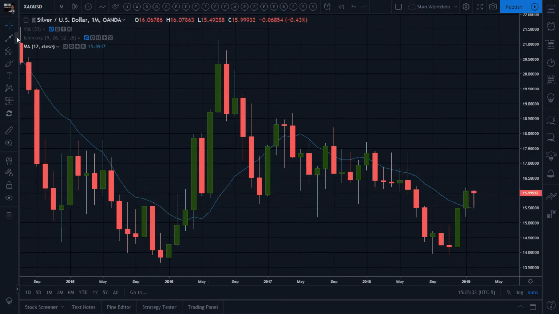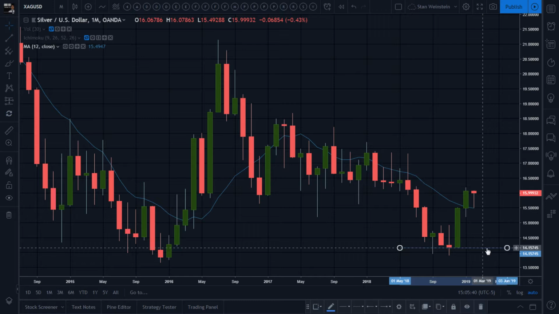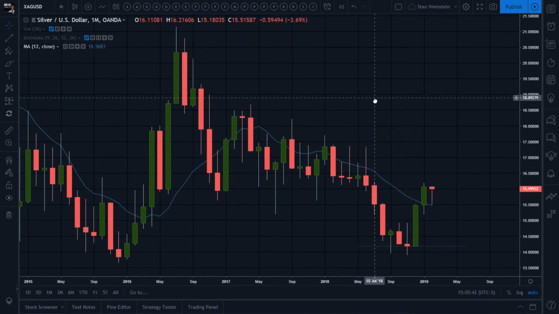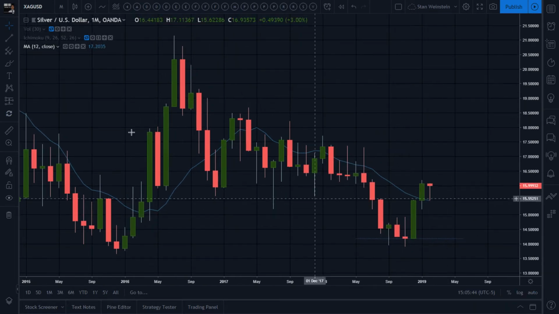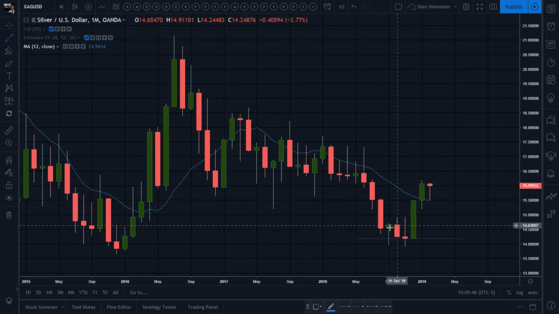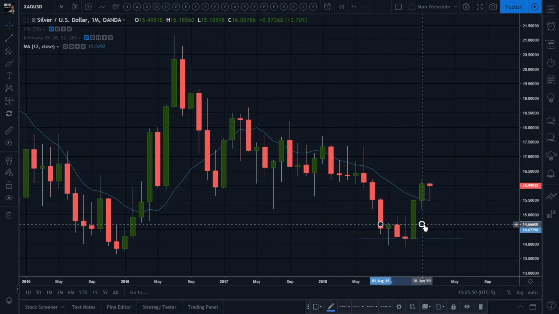So where is my monthly defined support? That's my breakdown right there. Anything below that, and then I'd have to look at a bearish target. And here was an embryonic breakout above the declining 12-month moving average, shooting the price action upwards. The closer you are to the 12-month moving average, the more the slope is going to reduce, giving yourself a chance of entering into a stage one.